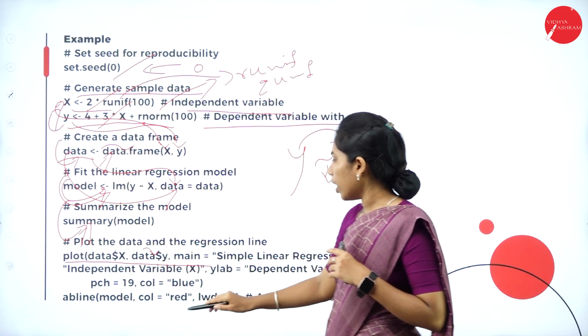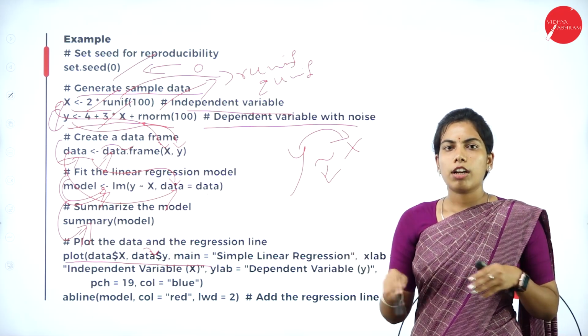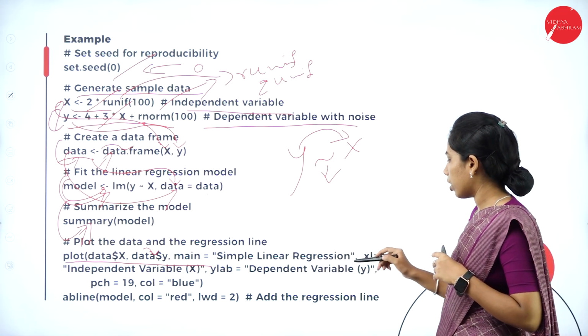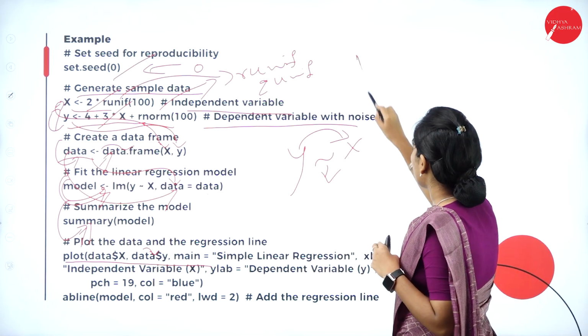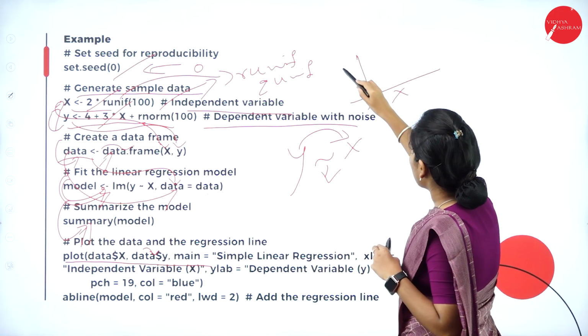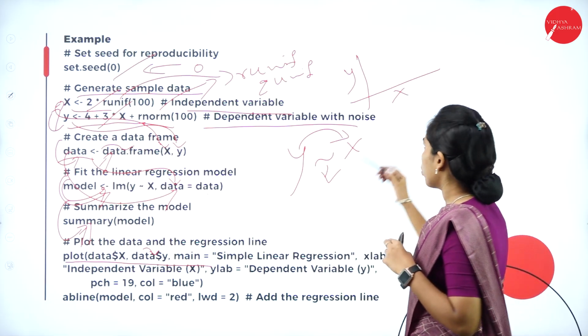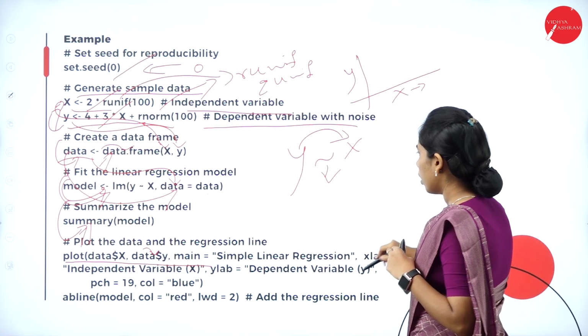And also $y. And also main. Main means heading of the graph, here the simple linear regression. And also xlab means X label. X label here refers to the graph: this is the x-axis, this is the y-axis, right? So we have to give the label as what?